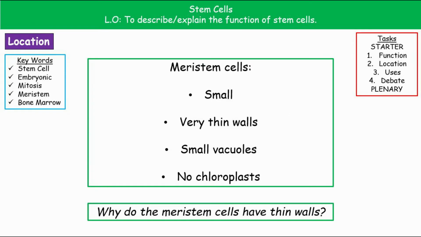We need to know a few key facts about the meristem cells then. So first thing is that they're small. They've got very thin walls, small vacuoles, and no chloroplasts. So what I want you to do is, after you've written down those few points about what the stem cells have, I want you to try to explain why you think meristem cells have thin walls.